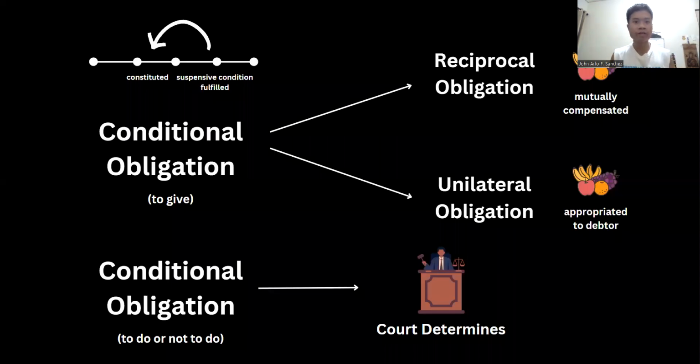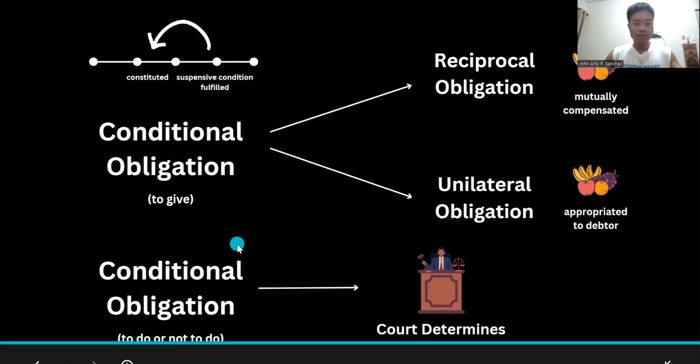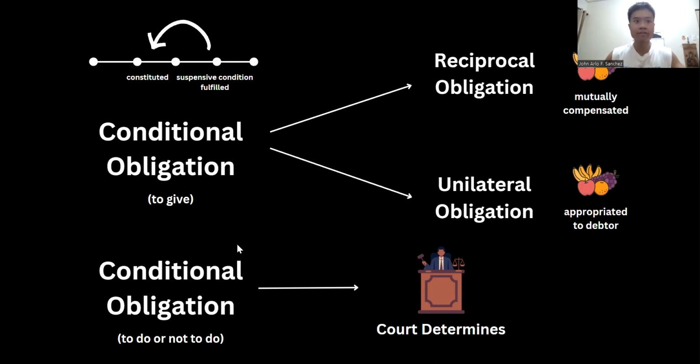Okay, so Article 1187, it's complicated, but it can be summed up by three main parts. So this is the first part, this is the second part, and this is the third part. So let's start first with retroactivity. What is retroactivity? It means that it goes back in time.